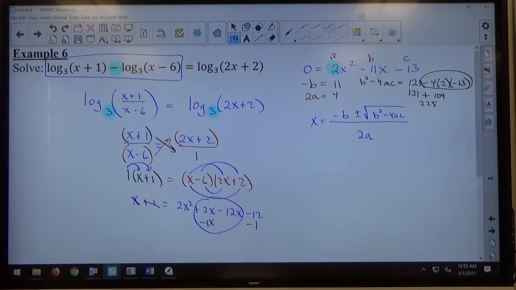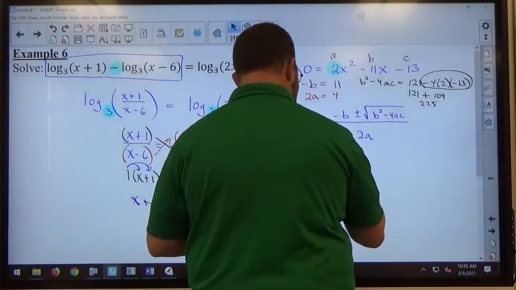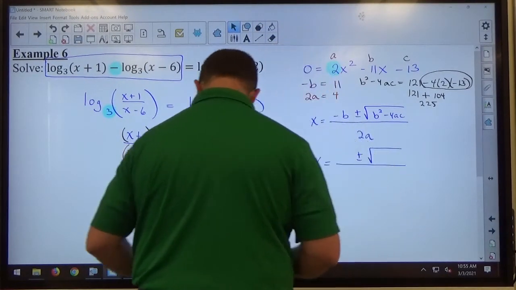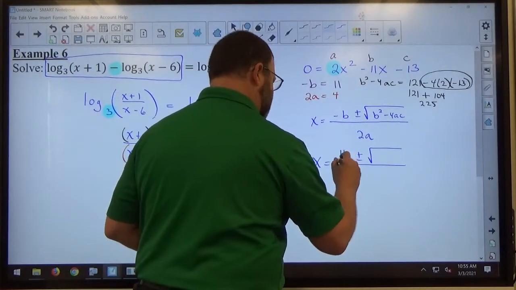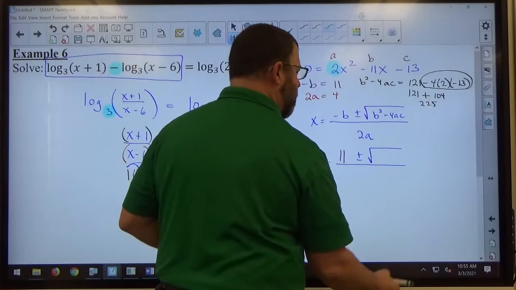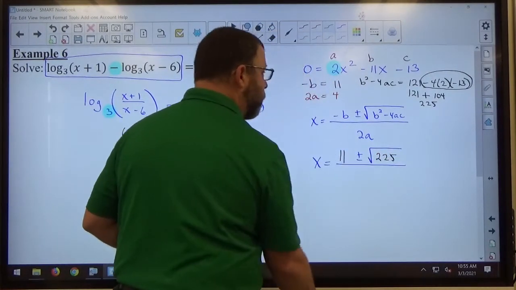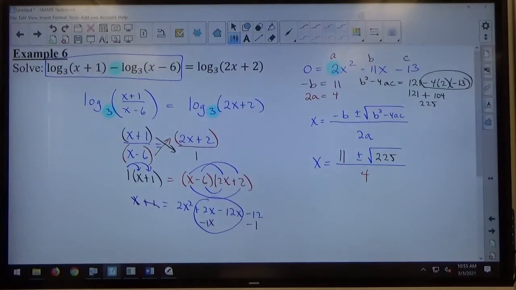So again, I want to evaluate those 3 pieces, and then I'm going to stick them all into the quadratic formula at once. So if I create my structure here, x equals, I'm going to put minus b right here, which is positive 11. B squared minus 4ac under the radical, which is 225. And 2a on the bottom, which equals 4. So again, figure out the 3 values and then just stick them all into the formula at once. That's the easiest way to do the quadratic formula.